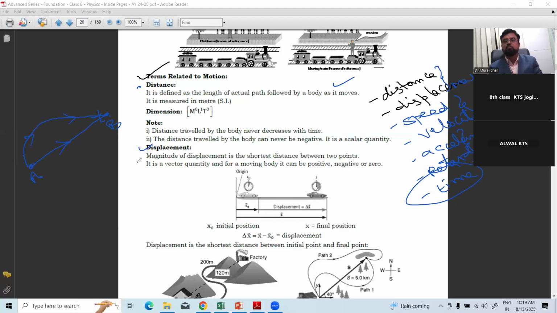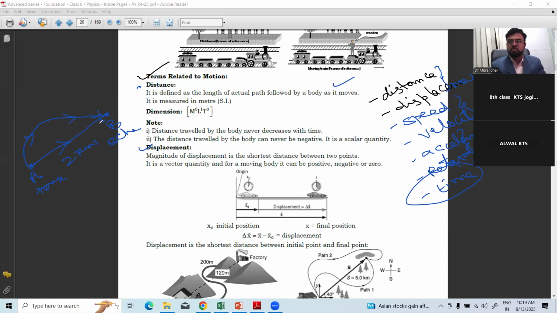Suppose I ask you to show your nose, you can show it by going around like this. This is the distance. You can also show it directly like this. That is displacement. Sorry, this is displacement, that is distance. So, the shortest path or actual path followed by a body. Suppose this is your house and this is your school, 2 kilometers away. So daily morning, since you are in a hurry, you go directly to school like this.